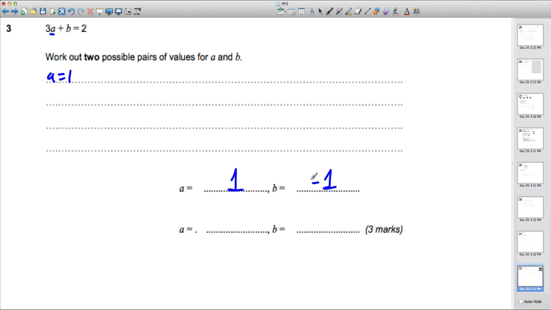What else could we do? Let's say a is 2. 3a would be 6. What needs to be here to get 2? Negative 4. So a is 2, b is negative 4. There are infinitely many answers here. It's just a case of trying out a few.